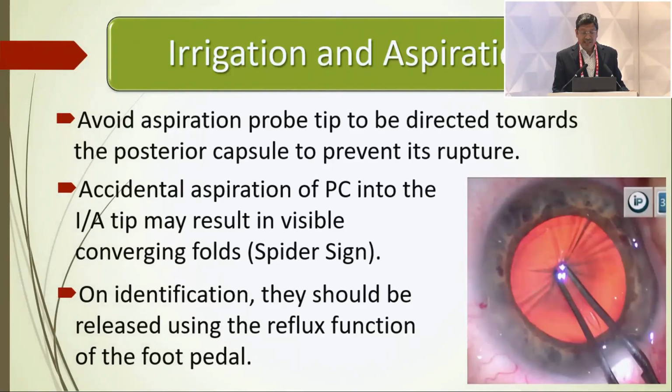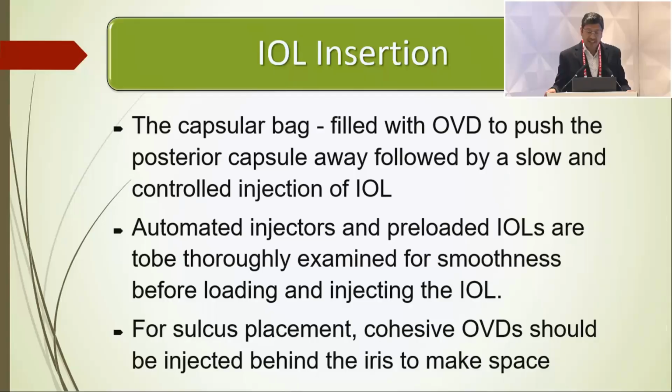While doing irrigation aspiration, avoid tilting the irrigation port down to polish the capsule. In case it catches the posterior capsule, you have converging folds towards the tip of the irrigating port, and it's called a spider sign. If you have a spider sign, immediately stop, reflux and release the capsule.